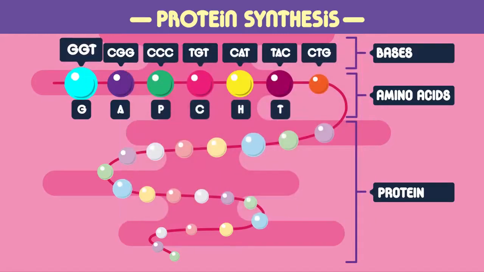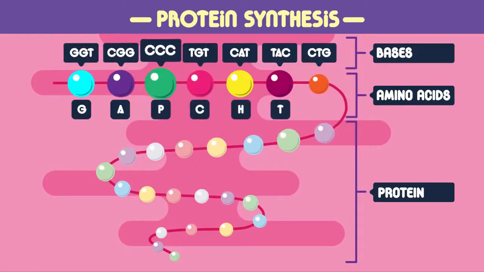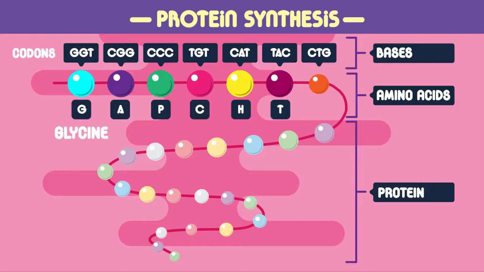A set of 3 bases in the DNA molecule codes for a particular amino acid. GGT, for example, codes for the amino acid glycine. The 3 base codes are known as codons, so GGT is a codon for glycine.